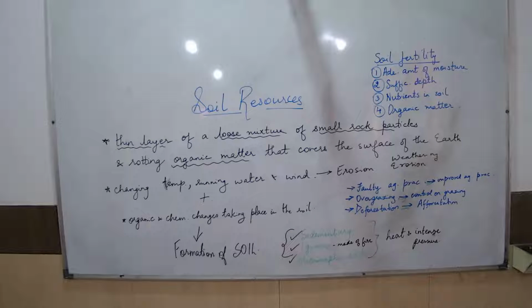Then alluvial soils are intensely cultivated. Wheat, maize, sugarcane, pulses, oilseeds, etc. are mainly cultivated. Did you understand this one? Alluvial soil.